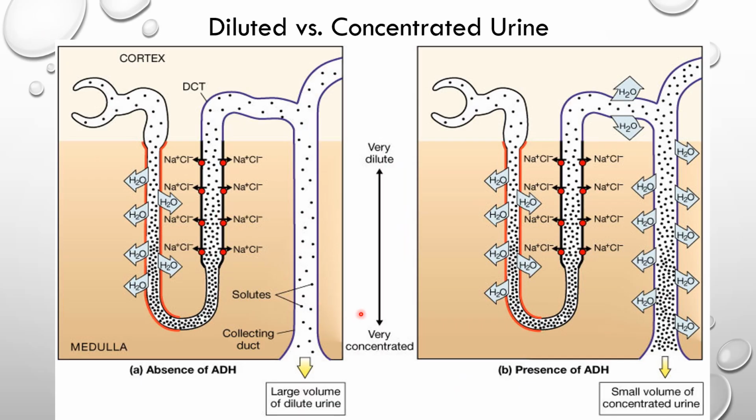So I can see the difference between the presence of antidiuretic hormone, which makes the dilution or the concentration of the urine. If there is no antidiuretic hormone, we will get large diluted urine. When there is increased secretion of antidiuretic hormone, we will get very little concentrated urine.